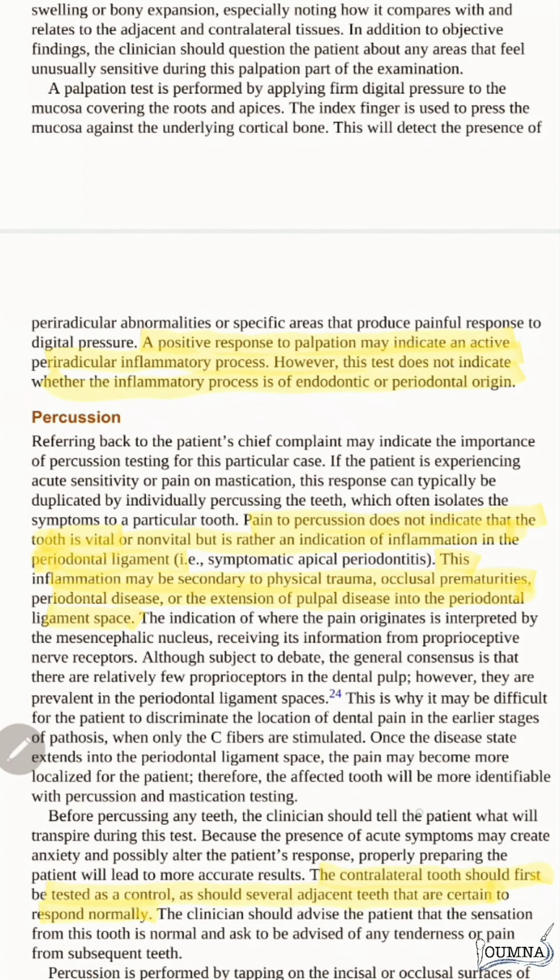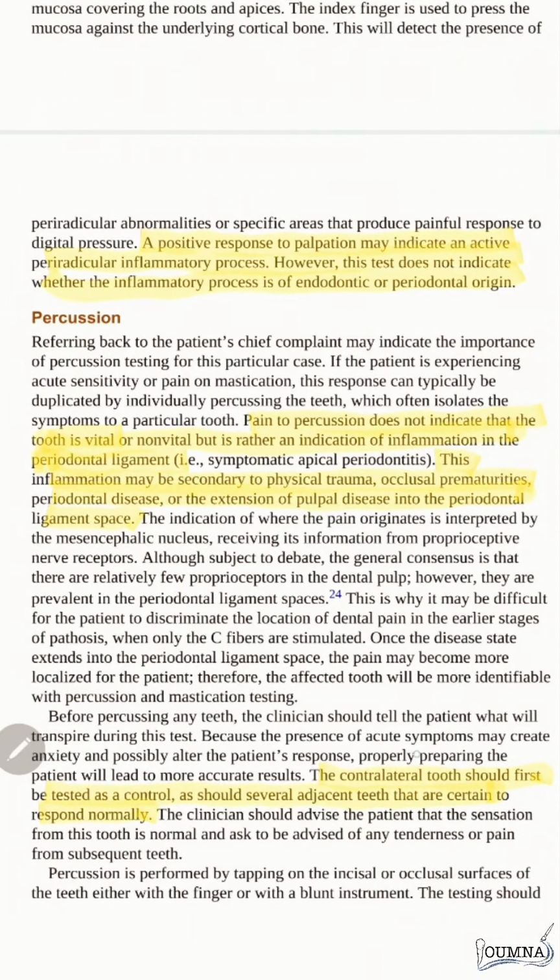One of the diagnostic procedures that can be done is the percussion. Percussion indicates the inflammation of the periodontal ligament, which can be secondary to physical trauma or occlusal prematurities, periodontal disease, or the extension of pulpal disease into the periodontal ligament. So it only gives us the clue that there is a periodontitis, but it does not give us what is actually the source of this inflammation. So further examination is recommended.